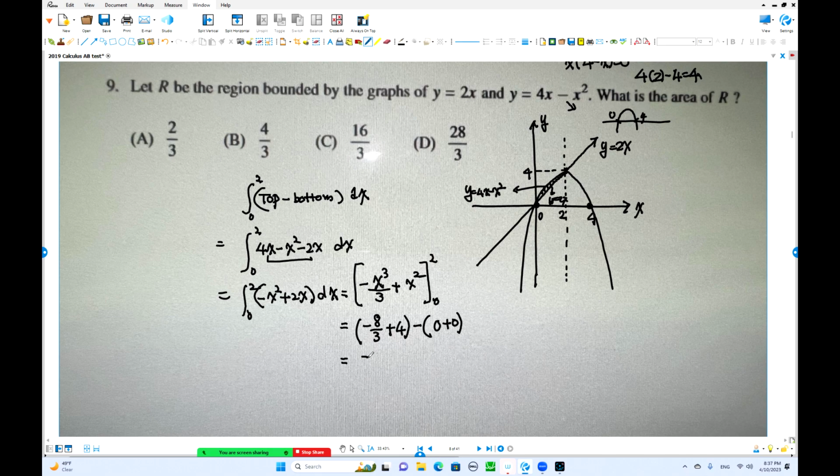This is negative 8 over 3 plus 4, which is 12 over 3, so the result is 4 over 3. This area equals 4 over 3. Choice B is the answer.